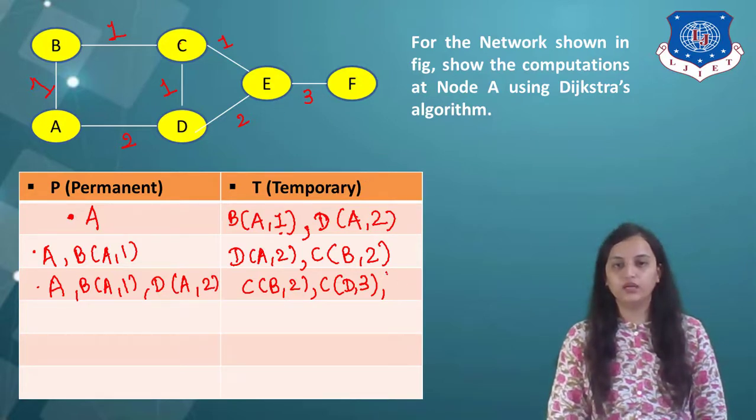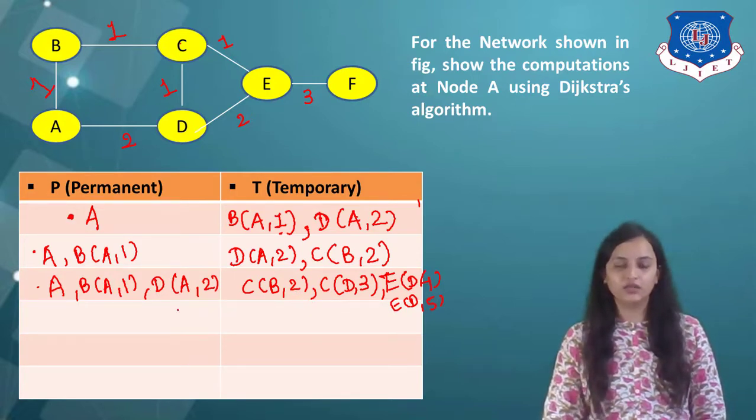Now same way to D, E is also connected. So we need to write down over here E, from the node D with the distance 2 plus 2, 4. Another case also possible, that is 1 plus 1, 2, 2 plus 1, 3, 3 plus 2, 5. Okay, so here ED4 and ED5. Now you have to select the smallest value from all of these values. As you can see, the smallest value from 2, 3, 4, 5 is 2. So we need to shift it on the permanent side.